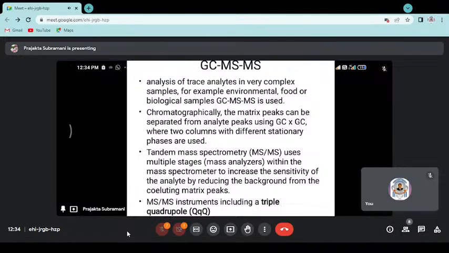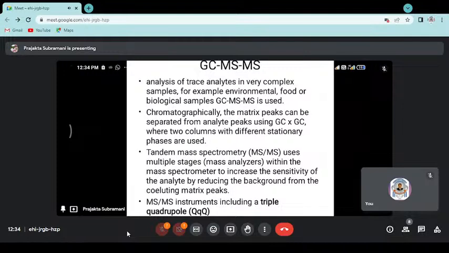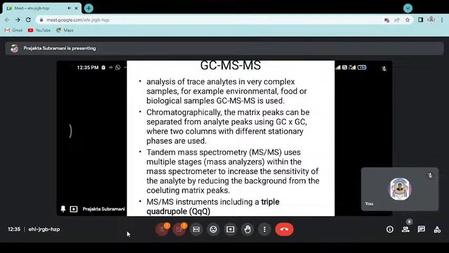So it is used for analysis of trace analytes in a very complex sample, for example, environmental, food or biological samples. Chromatographically, matrix peaks can be separated from the analyte peak using GC-GC. Means in GC-MS also GC-GC is coupled, so the matrix peaks are separated from the analyte peaks, where two columns with different stationary phases are used. Two different columns with two different stationary phases are used, so these matrix peaks are separated from analyte peaks.